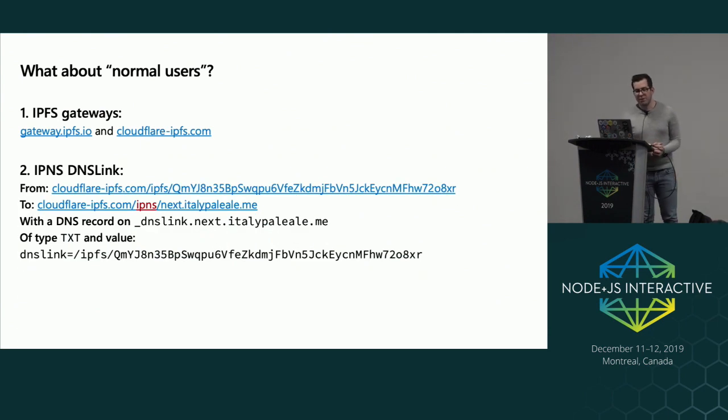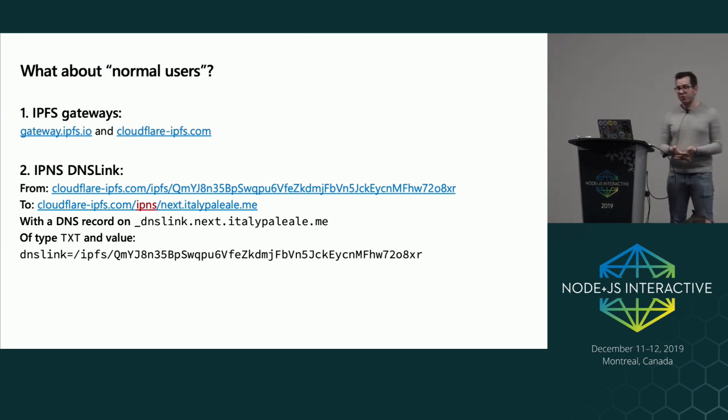The next thing is the URL is pretty complicated. Imagine telling someone over the phone that they have to go to cloudflare-ipfs.com/ipfs/Qmy, etc., etc. This is absolutely not nice. There is a solution, however, and that relies on IPNS, the InterPlanetary Name System, and on DNSLink.